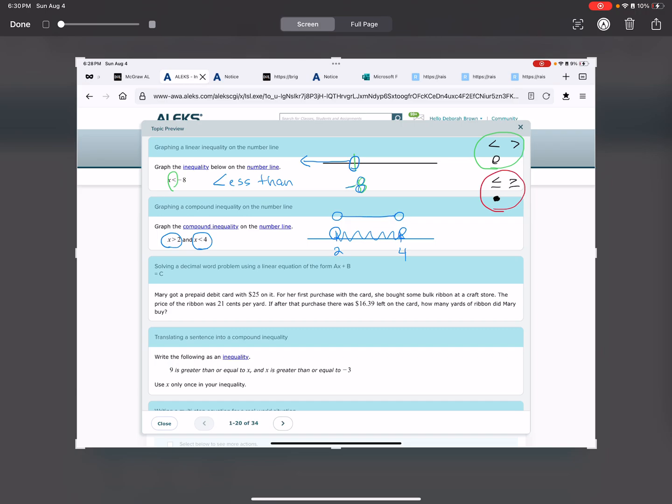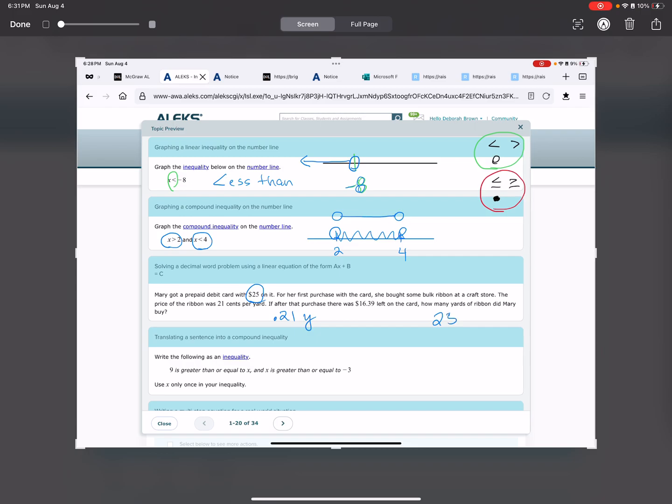All right? Okay, Mary got a prepaid debit card with $25 on it. Her first purchase with the card, she bought some bulk ribbon at a craft store. The price was 21 cents per yard. After the purchase, it was $16.39 left on the card. All right, so she had $16.39 left on the card.